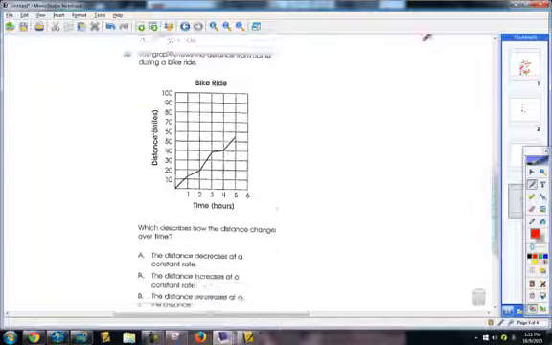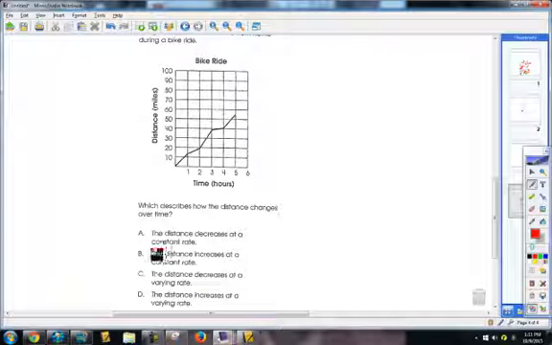Okay? If you're confused, if you don't know what the difference between the word constant and the word varying is, so there's varying, there's constant. If you're confused, look them up online. It'll make it pretty clear on what the correct answer is to this problem.